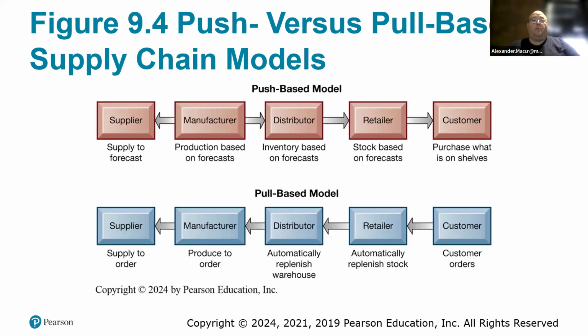As we see here on our push-based, our supplier forecasts what's going on. They build based on the forecast. Inventory is based on the forecast and so on. A pull-based, we have supply to make a particular order. We produce the order. We set and stage materials to replenish that, and so on.